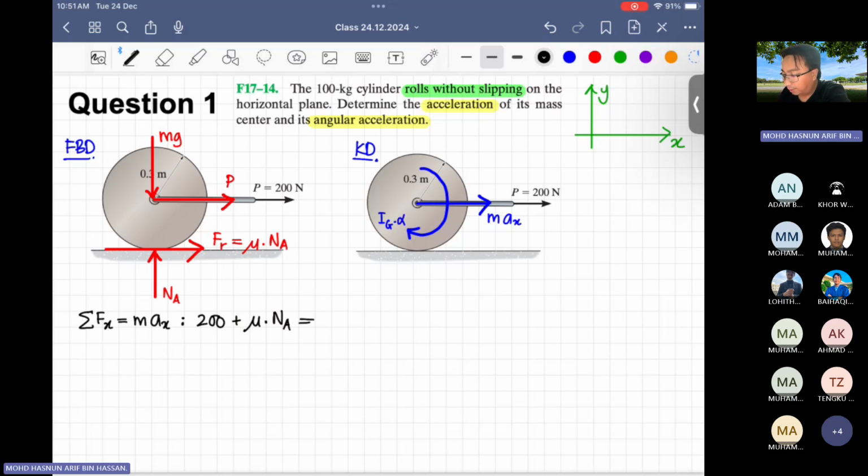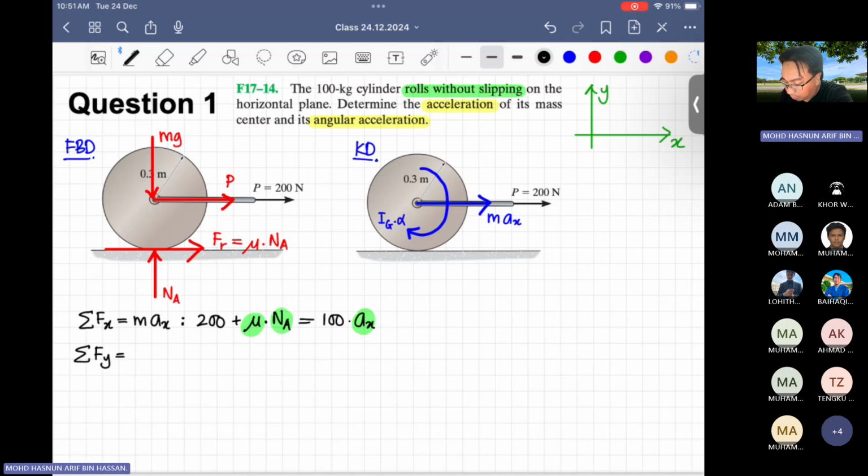Equal to, okay, now we look at the kinetic diagram. We have an arrow in x-axis, which is max. So we can write that as m is 100, and ax, we write it as ax because this is still an unknown. So in here, if you look closely, we have mu unknown, NA unknown, and ax unknown. So we have three unknowns in this equation. So we cannot solve it. We cannot do anything about it. So we will move to the second equation, which is Fy.